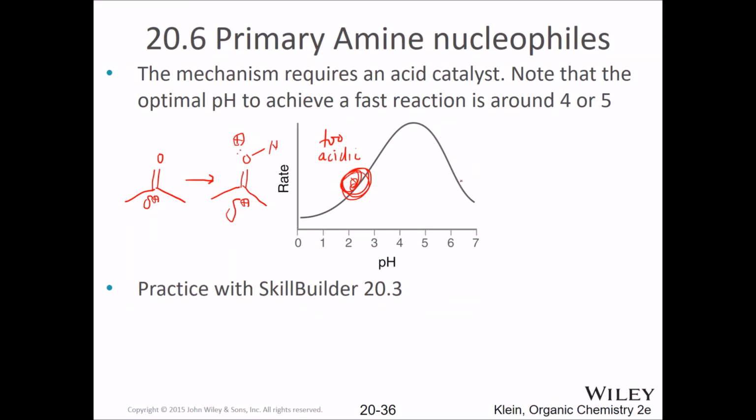That's too acidic here, right? And here it's too basic. Why? Why do we need the proton here? And if we get too many protons, we got a problem. This really makes sense when you see it. Okay, practice with skill builder 20.3.